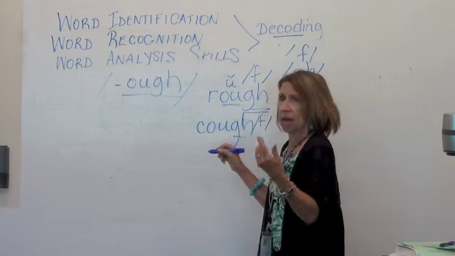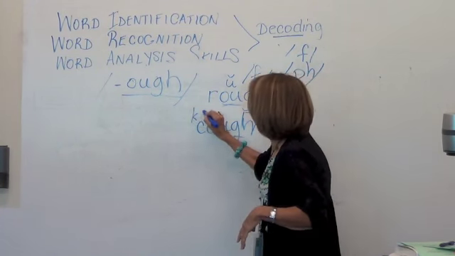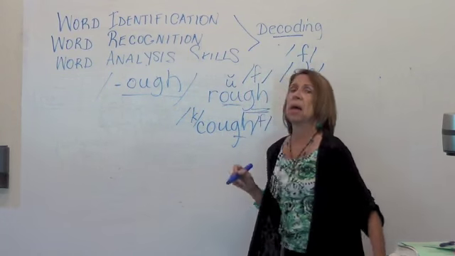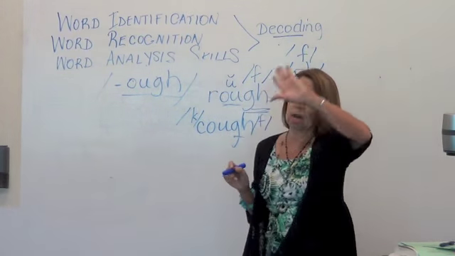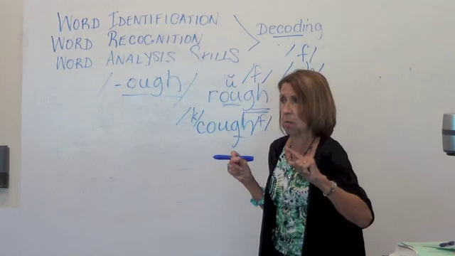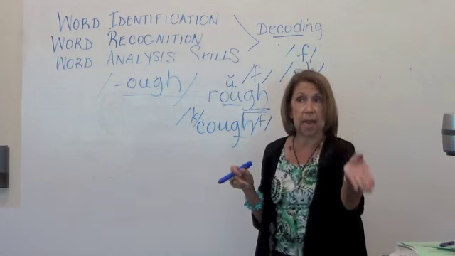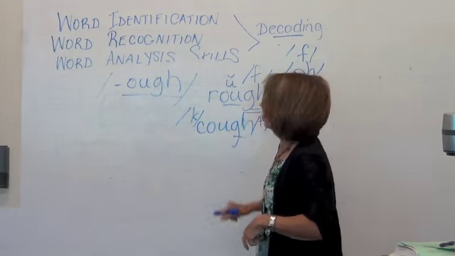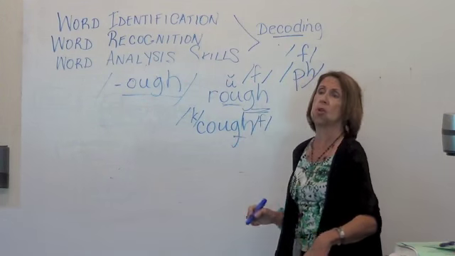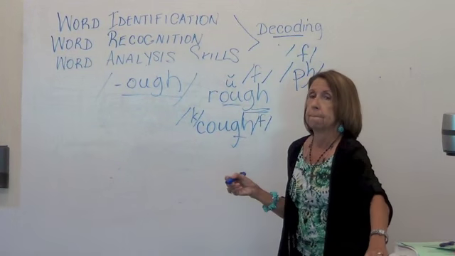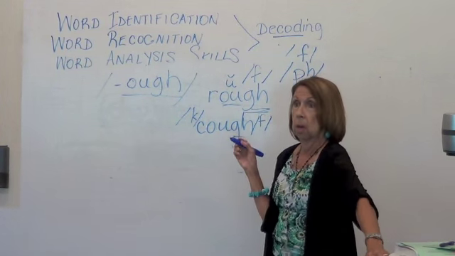And we know that this is K, all right? This is the hard sound of C, which is a K sound. We know that C can also sometimes have what other sound? S sound. We'll look at that in a few minutes. But what sound does the O-U have in C-O-U-G-H? The O.